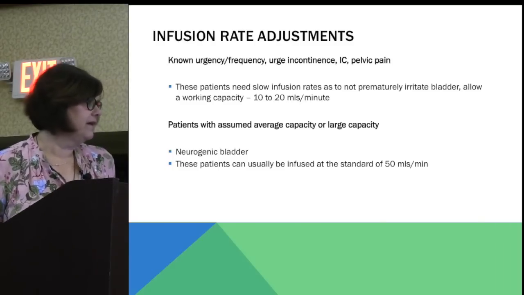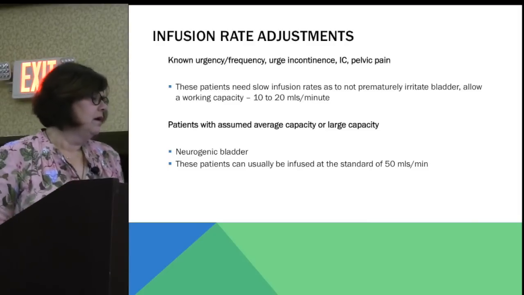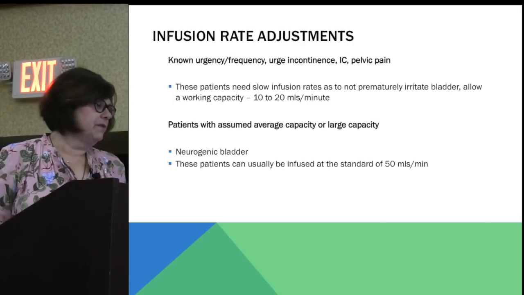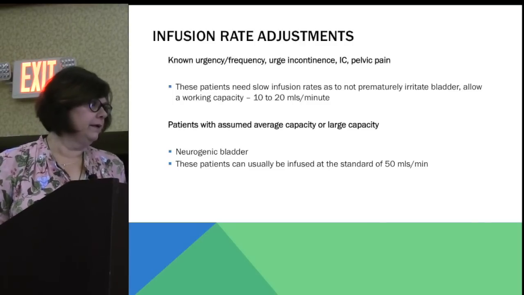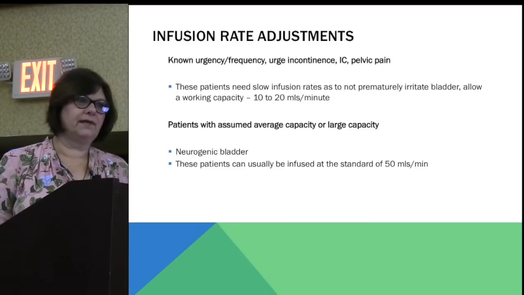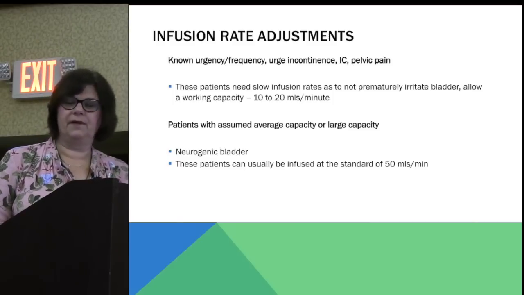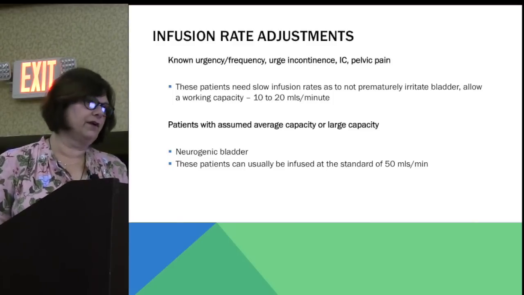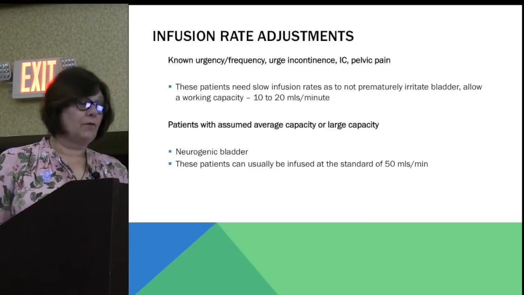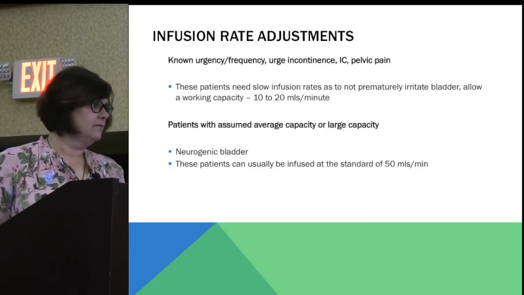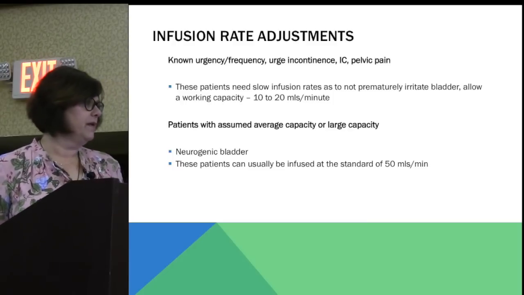Kind of talked about this already, the infusion rate adjustments. Just go slower for those who have more issues with being filled quickly. But those who do not have many complaints, like the neurogenic people, retention people, you're definitely going to go at 50 mLs, otherwise you would be doing the test for quite a bit longer than would be necessary.